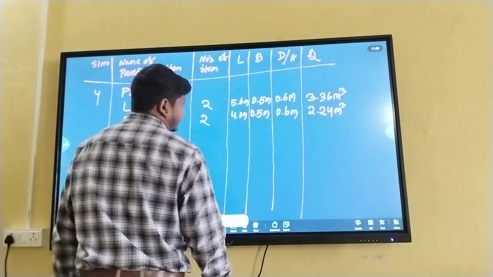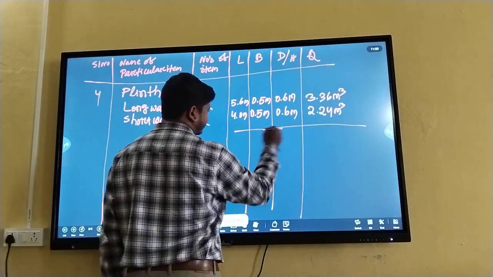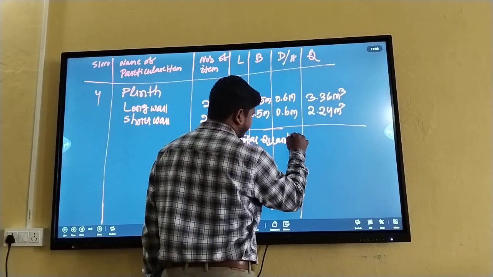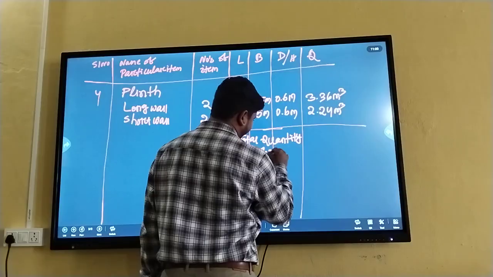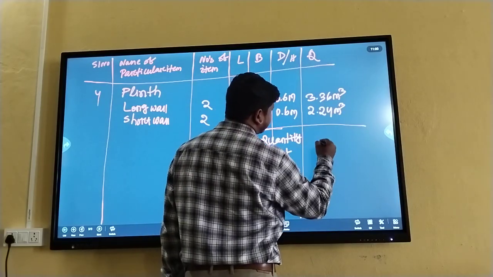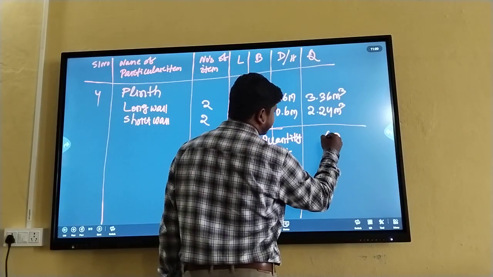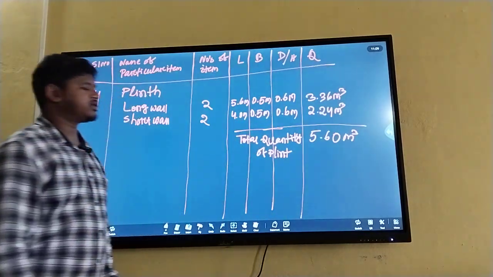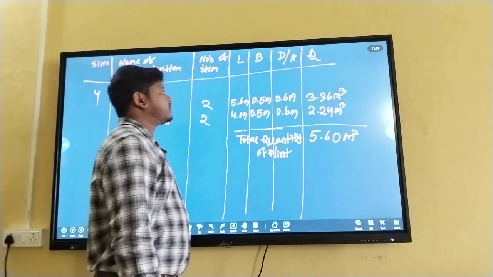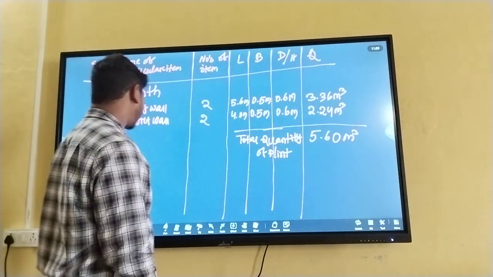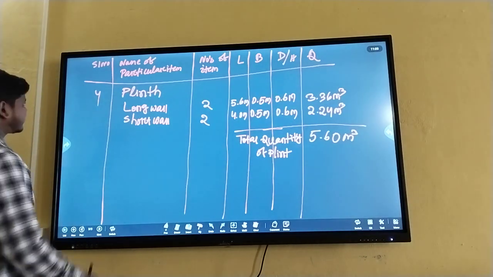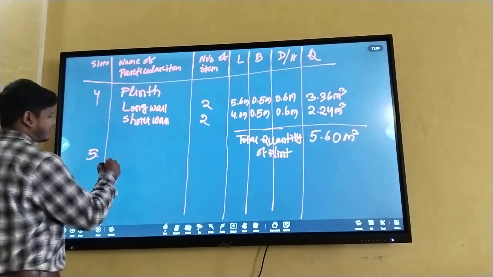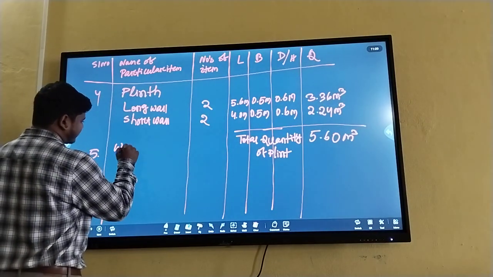Then our total quantity of plinth is 5.60 meter cube. Then we can move to the last portion, which is the superstructure for wall, the quantity of wall.